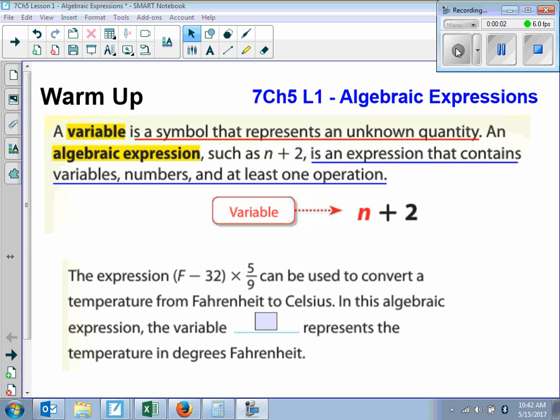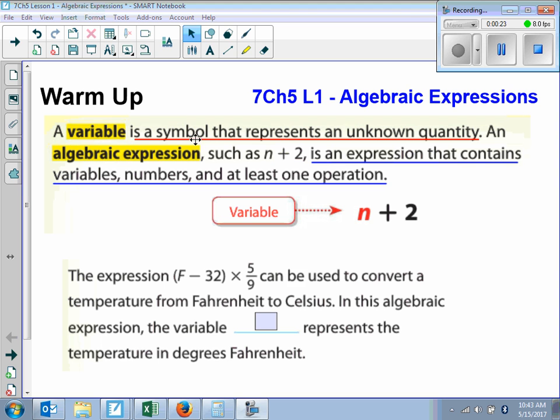All right, so Chapter 5, Lesson 1 is Algebraic Expressions. Now, a variable, make sure you write these definitions down. A variable is a symbol that represents an unknown quantity. An algebraic expression, such as n plus 2, is an expression that contains variables, numbers, and at least one operation.